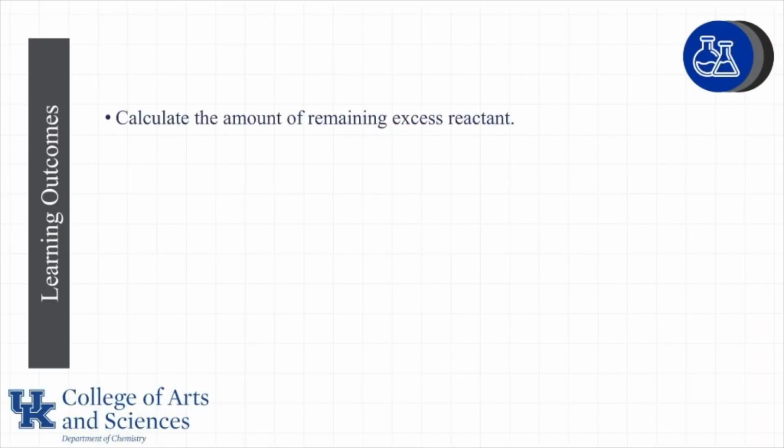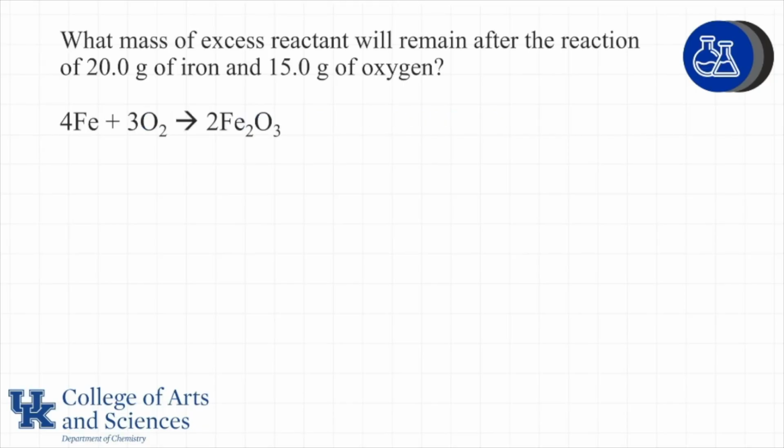In this lesson, we're going to learn how to calculate the amount of the remaining excess reactant. What mass of excess reactant will remain after the reaction of 20 grams of iron and 15 grams of oxygen? In this case, we have to both identify the amount of excess reactant and how much is left over.